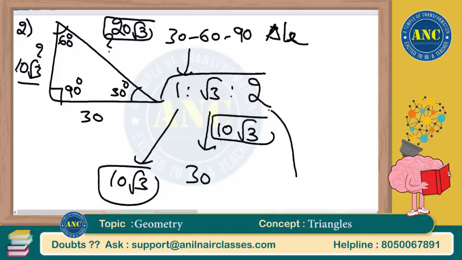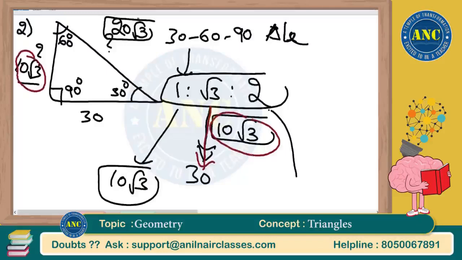1 is to √3 is to 2. √3 has become 30, so the multiplication factor is 10√3. 1 into 10√3, 2 into 10√3. One side is 10√3, another is 20√3. I hope it is clear. Idea is clear, right, sir? Next one.